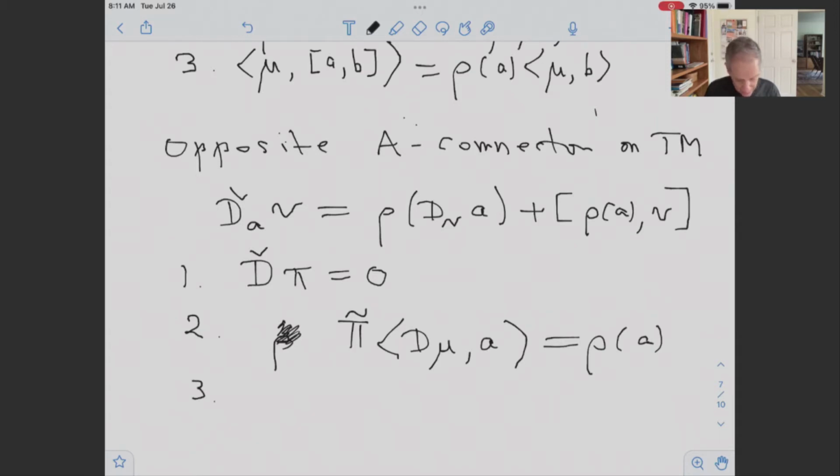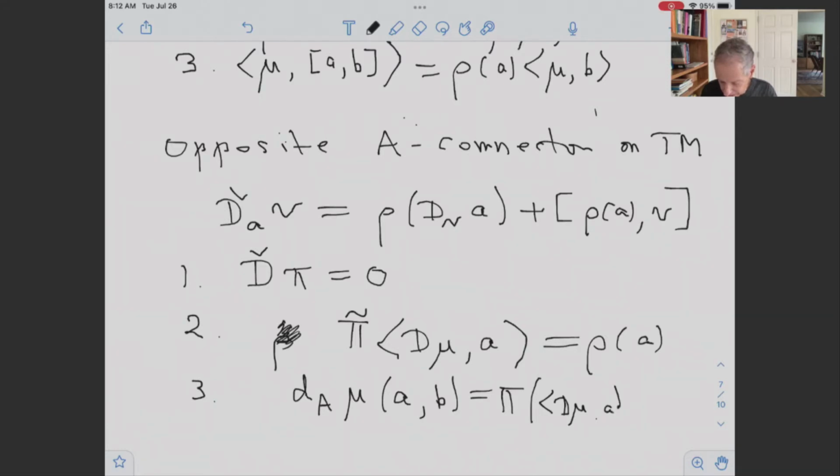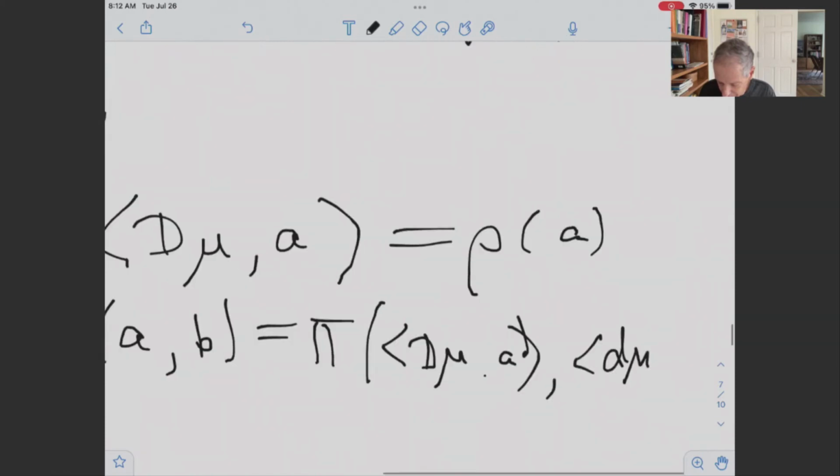And the third condition is that the Lie algebroid differential of mu, which is a Lie algebra 2 form, so we can apply it to a pair of sections, A and B. That should be equal to pi of d mu paired with A, comma, d mu paired with B.